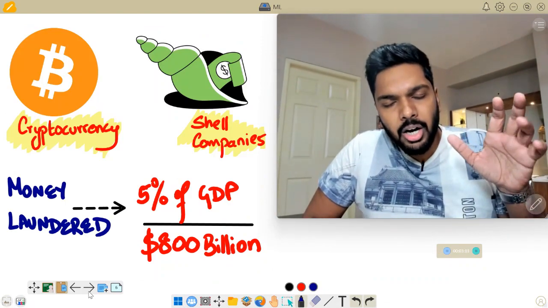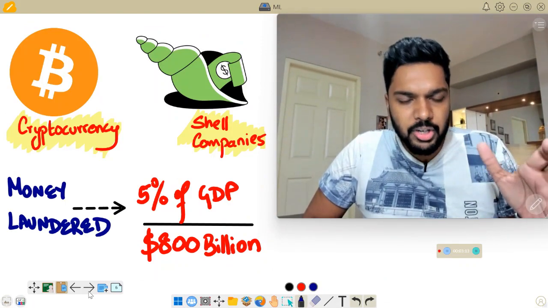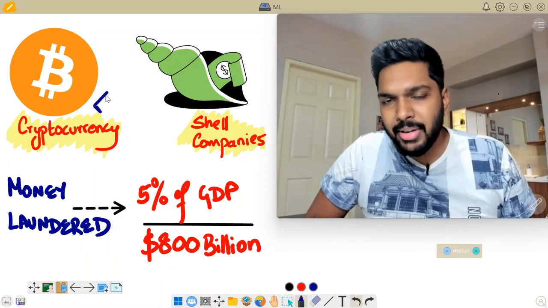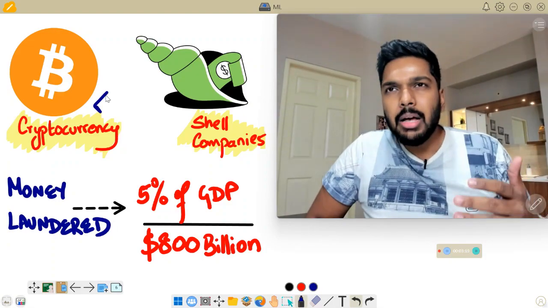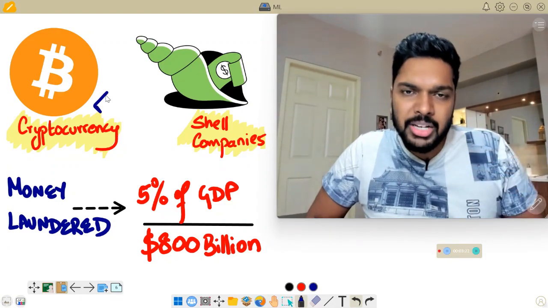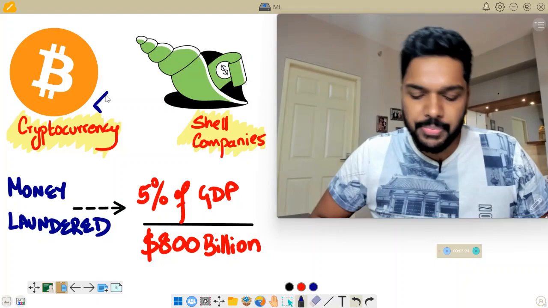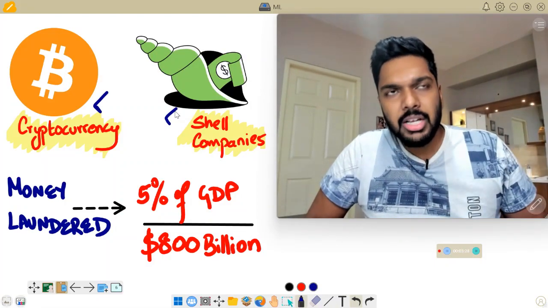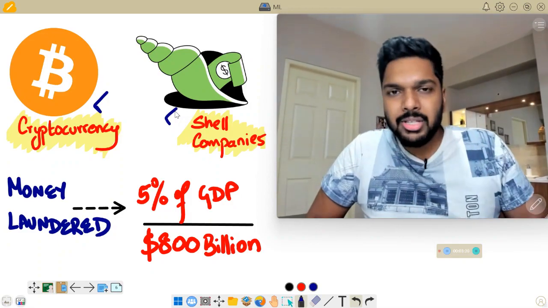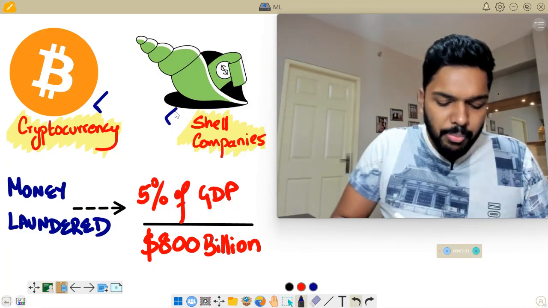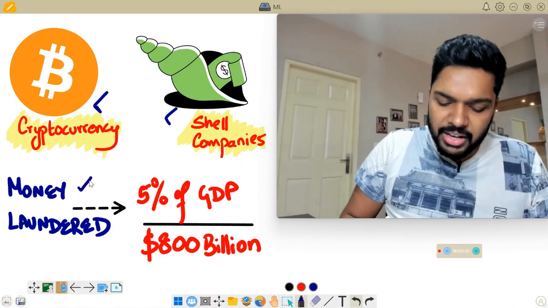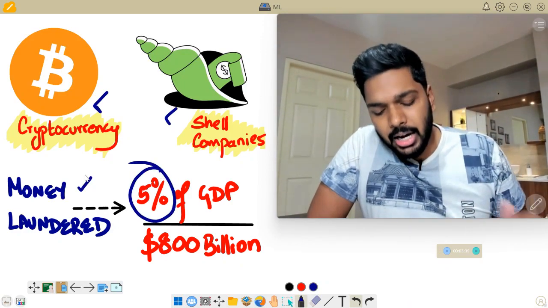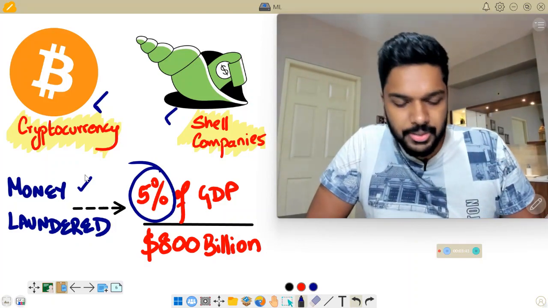A new frontier of money laundering today is the use of cryptocurrencies, typically Bitcoin, which is increasingly being used for drug trafficking, predominantly because of its relative anonymity when compared to other forms of currency. You also have the concept of shell companies being incorporated outside the country to send money or to launder money to different countries. Money laundering today accounts for around 5% of the global GDP of the entire world, and that accounts for around $800 billion.